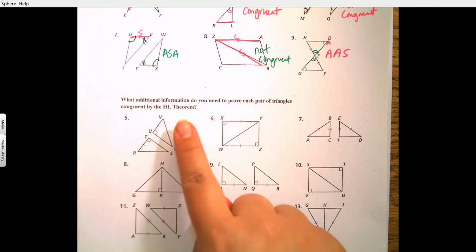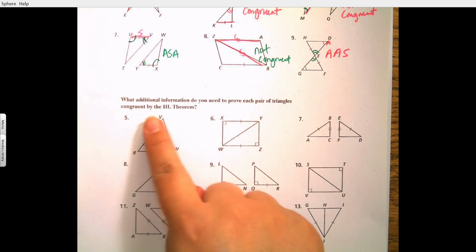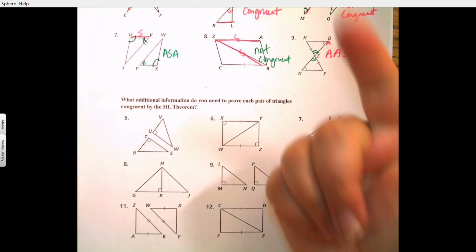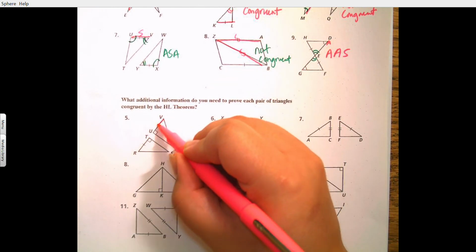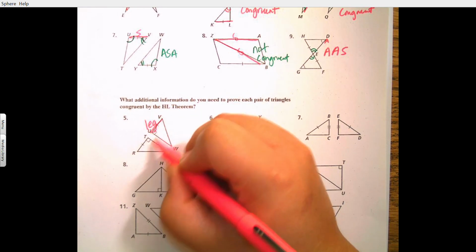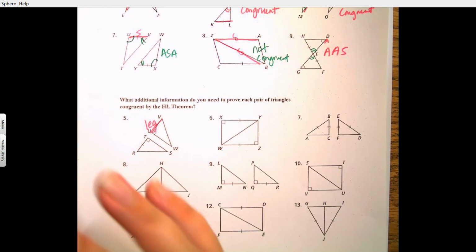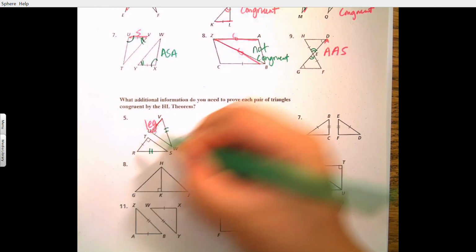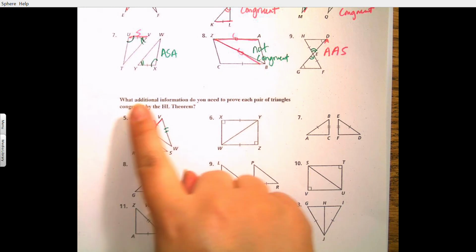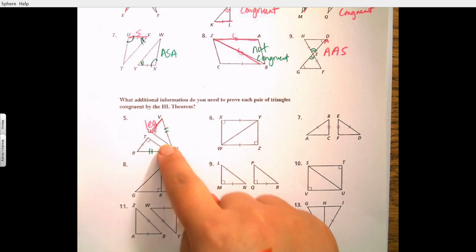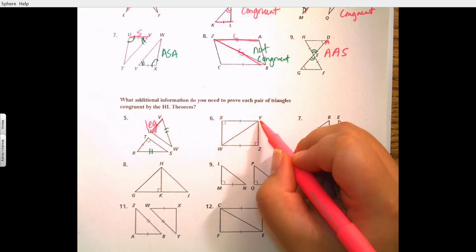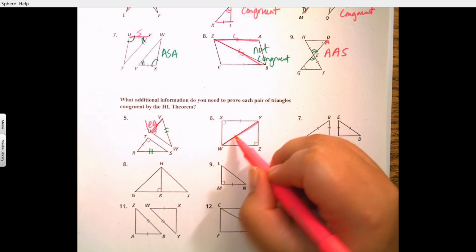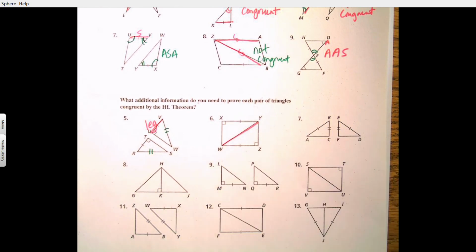Okay, so going back here, what additional information do you need to prove each pair of triangles congruent by hypotenuse leg? Remember, I need a right angle, I need a hypotenuse, and I need a leg. 3 things. Okay, so this, I have the leg, because it touches that right angle. I have a right angle, and now I need the hypotenuse. So I need this marked congruent here. Additional information. So you're adding what you need to make it congruent by hypotenuse leg. This is my right angle. Here's my leg. And my hypotenuse is already the same because it's secretly they're exactly the same line.